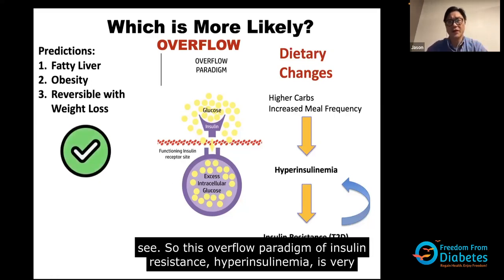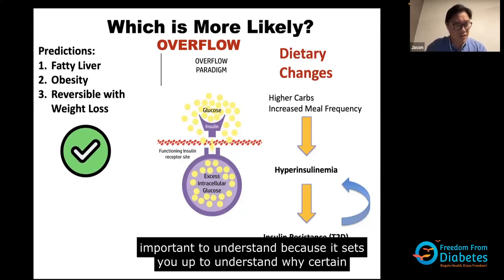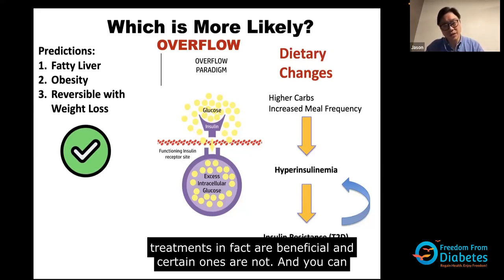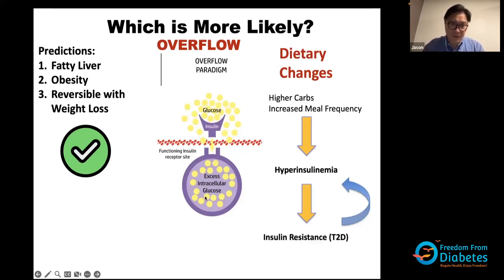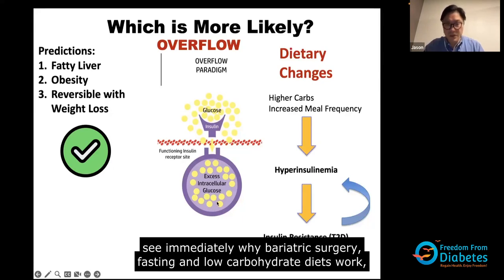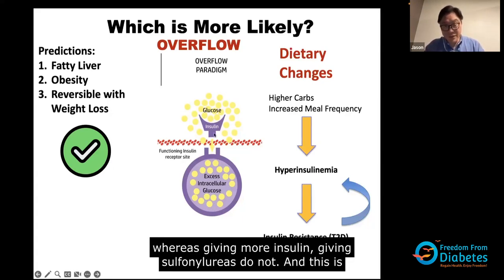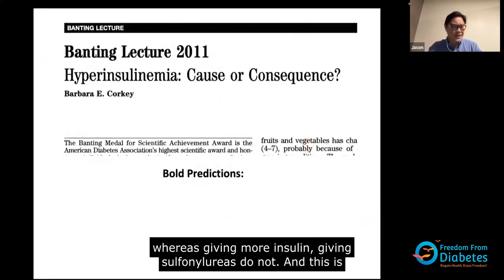So this overflow paradigm of insulin resistance, hyperinsulinemia is very important to understand because it sets you up to understand why certain treatments, in fact, are beneficial and certain ones are not. And you can see immediately why bariatric surgery, fasting, and low carbohydrate diets work, whereas giving more insulin, giving sulfonylureas do not. And this is not new.